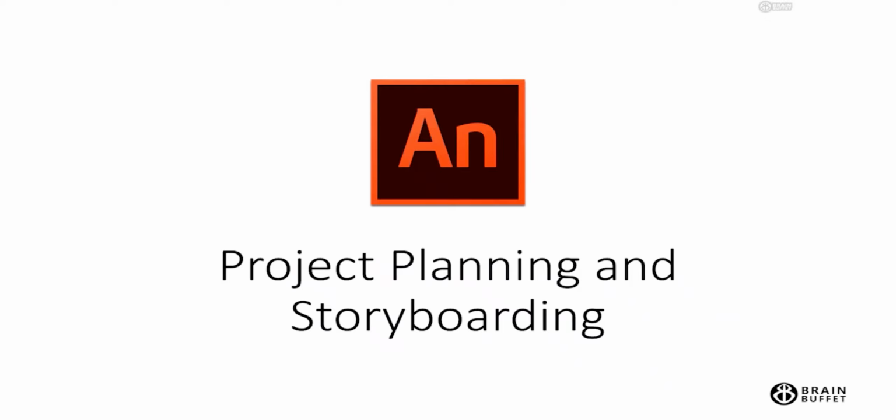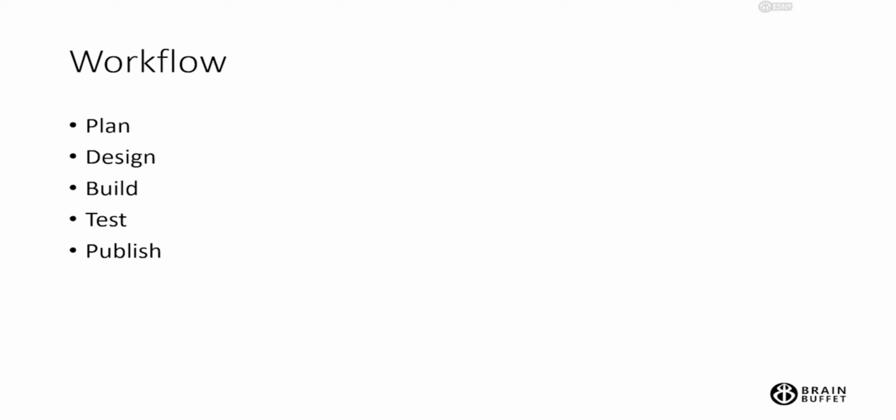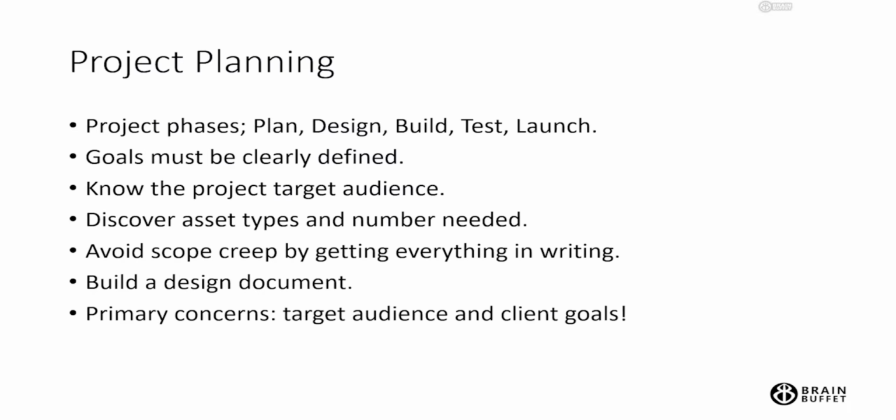Before we start any project, we should take some time to do some proper project planning and design. So let's see what the workflow for a sort of project lifecycle is inside of Adobe Animate. The basic workflow goes like this: plan, design, build, test, and publish. Project planning involves all of these different phases. The goals have to be clearly defined from the beginning, or things could go off the rails.